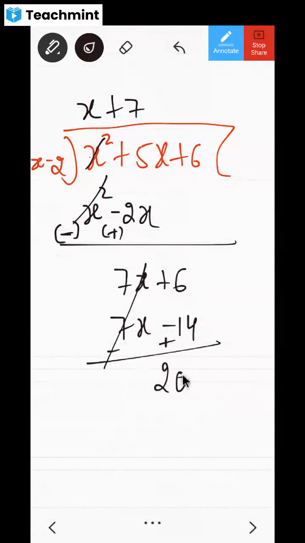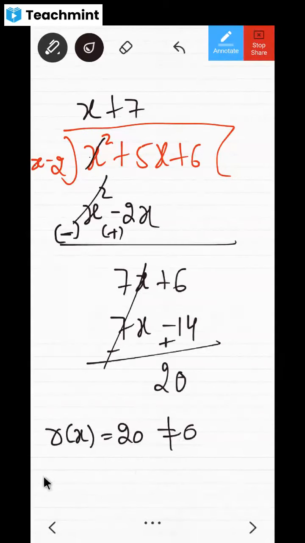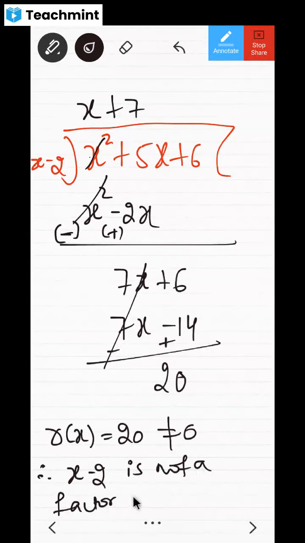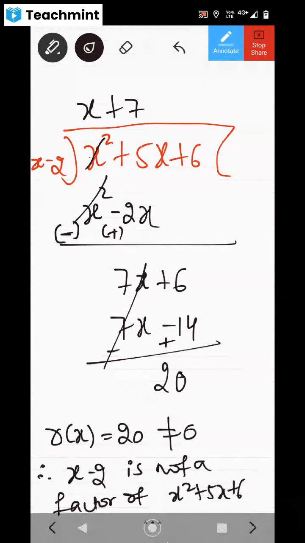Now tell me, what is the remainder? Whatever r of x I'm getting, that remainder is 20, and that is not equal to 0, no? Yes, sir. Therefore, I will say x minus 2 is not a factor of x square plus 5x plus 6. Yes or no? It is not a factor.